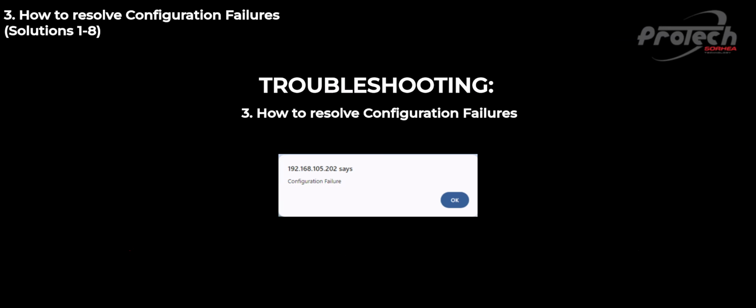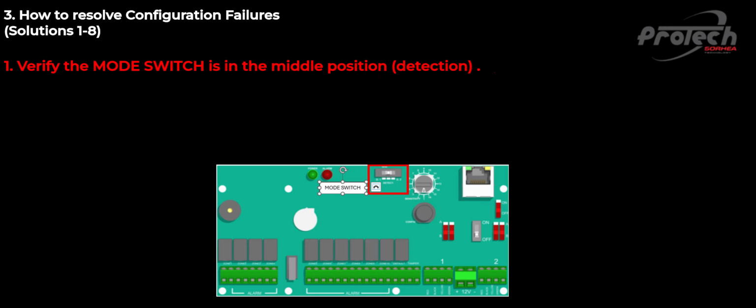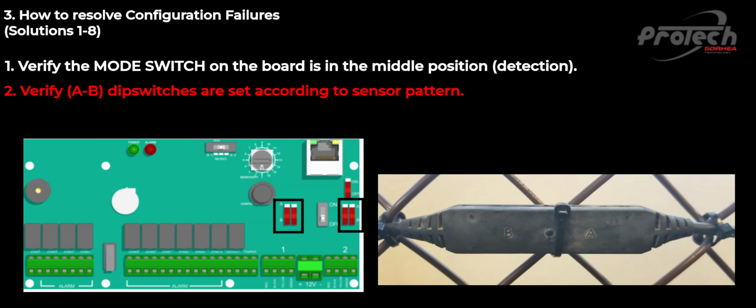How to resolve configuration failures. If configuration test fails, check history for alarm. Here, we are failing at sensor 4. First, verify the mode switch is in middle position for detection mode. Second, verify the dip switches are set according to the sensor pattern. If pattern starts with B, dip switches need to be in B position.